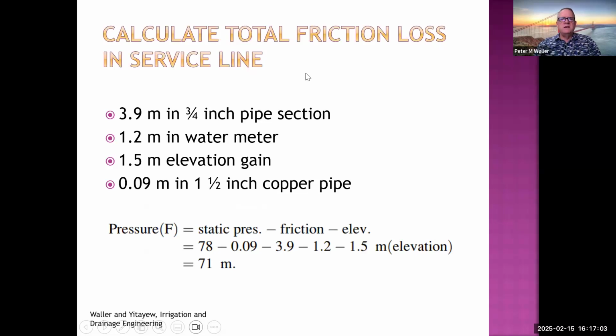Then we can calculate the total friction loss in the service line. We add the 3.9 meters friction loss in the 3/4 inch pipe section. We have 1.2 meters pressure loss in the water meter. We have 1.5 meters elevation gain, and we have 0.09 meters pressure loss in the 1.5 inch copper pipe. So then we have 71 meters pressure after subtracting all those from 78. That's well within the range we need, actually, we need a pressure regulator so we don't blow the system apart. Very high pressure.